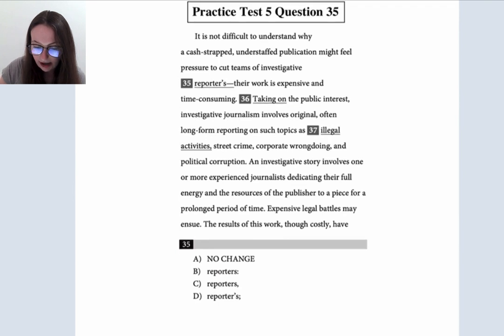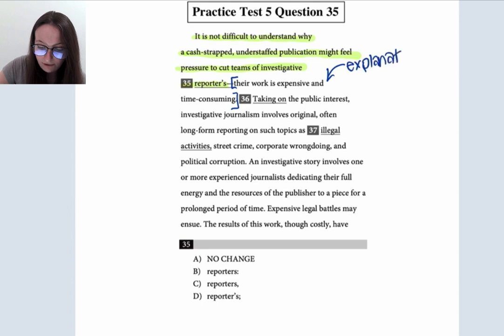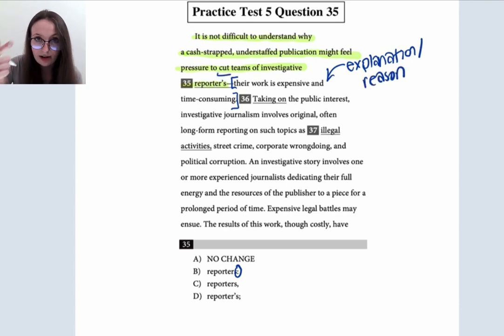Alrighty, the next question we got here. So it says, it is not difficult to understand why a cash-strapped, understaffed publication might feel pressure to cut teams of investigative reporters. And then we can see in the next part of the sentence right here, this is actually the explanation or the reasoning for why that's true. So we want to go ahead here and pick a colon because a colon is an opportunity to provide an explanation for why something is occurring. So this is the explanation or the reason for why they want to cut teams because the work is expensive and also takes a lot of time. So choice B is going to be correct here.